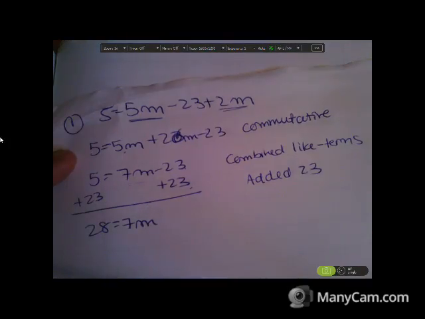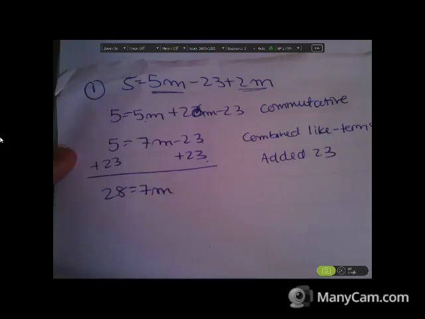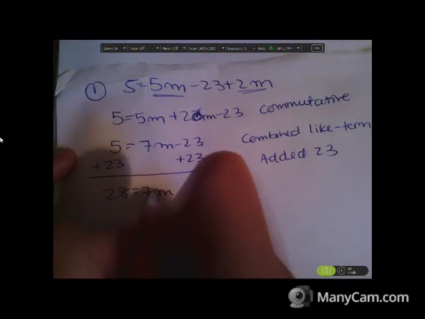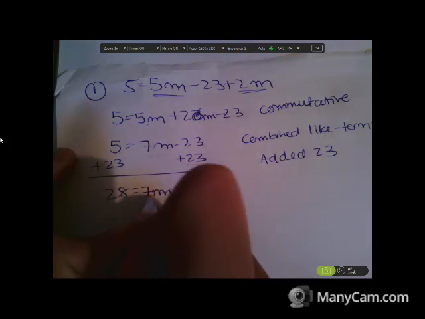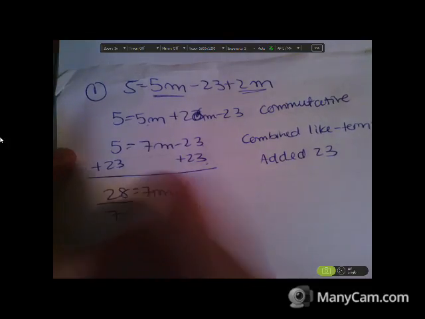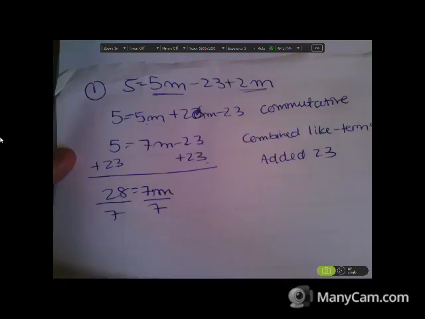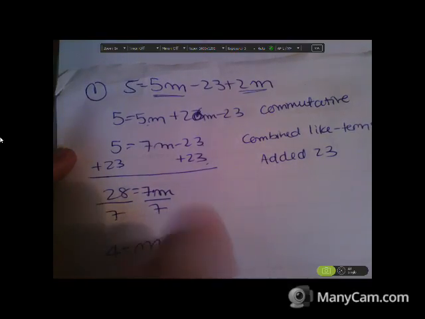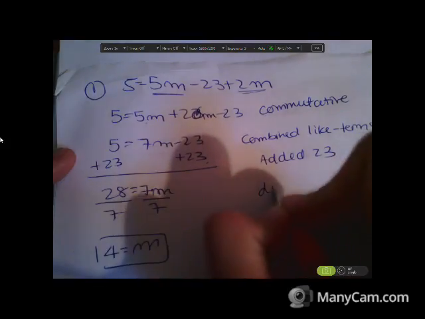And now I want to get 1m. So this is 7 times m. In order to get rid of this 7, what's the opposite of multiplying? Dividing. So I'm going to divide by 7. I'm going to divide by that coefficient. So 28 divided by 7 is 4 equals m. So we divided by 7.